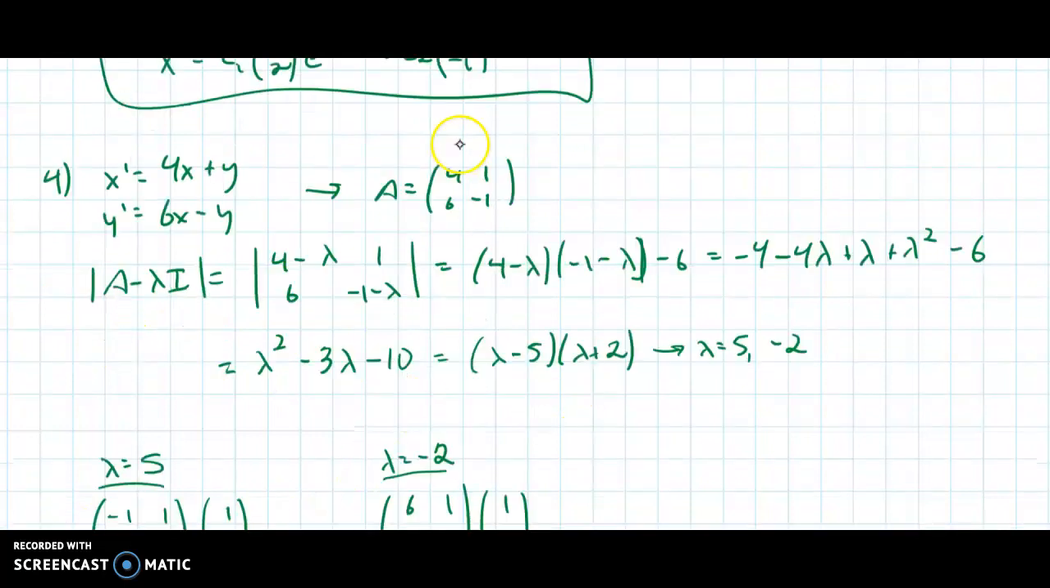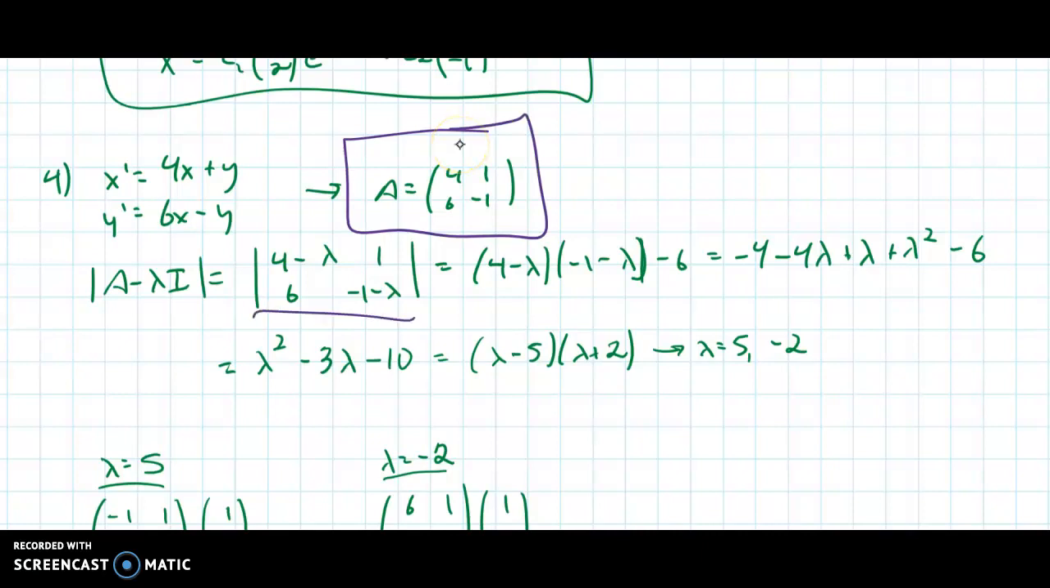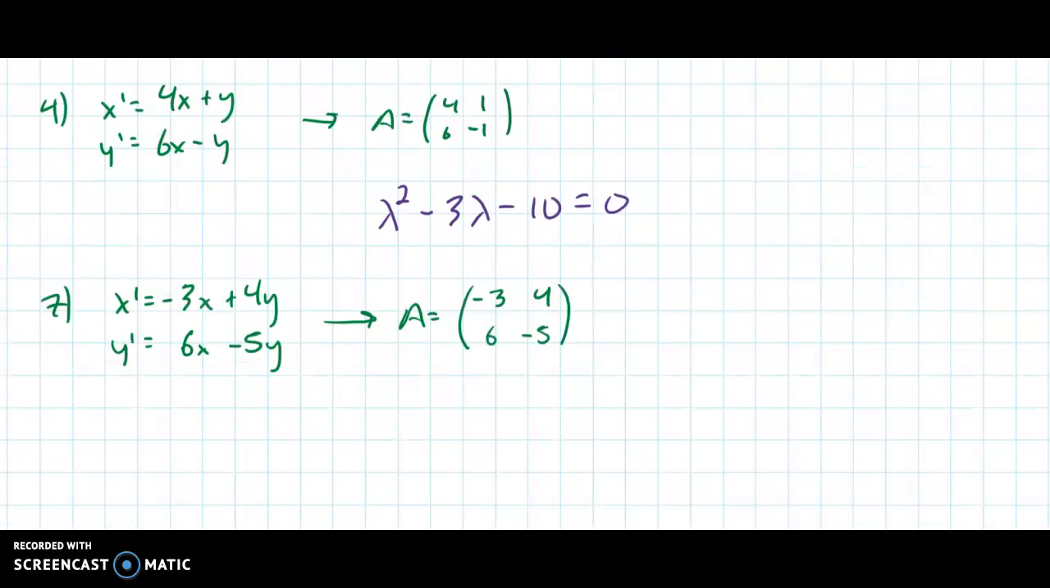Let's check it up top. Well, bam! Right from there to there. Skip all the messy work. Sick! I love it. All right, let's do one more. Bam! This guy gives me this matrix. Let's see if you can go straight to the characteristic equation.